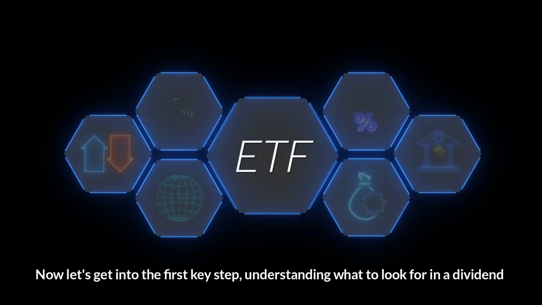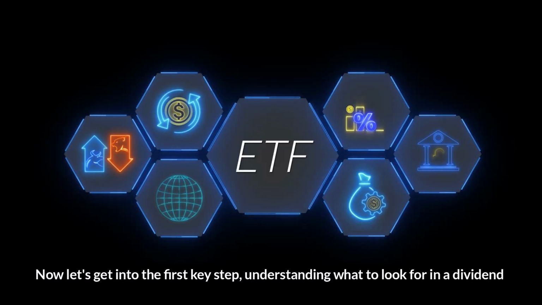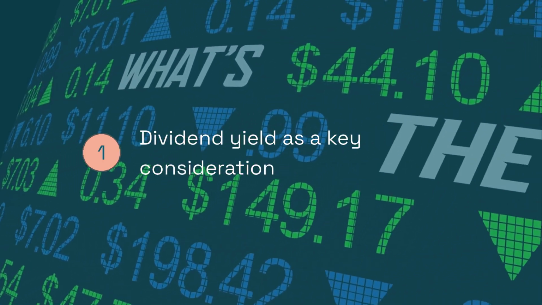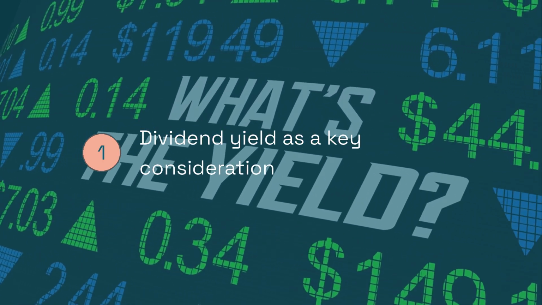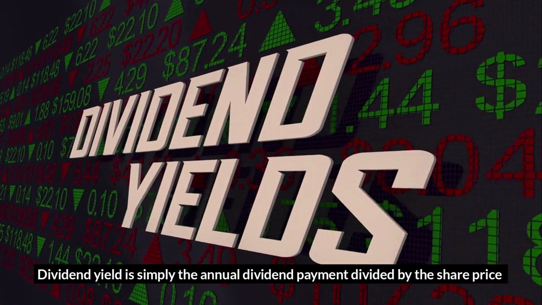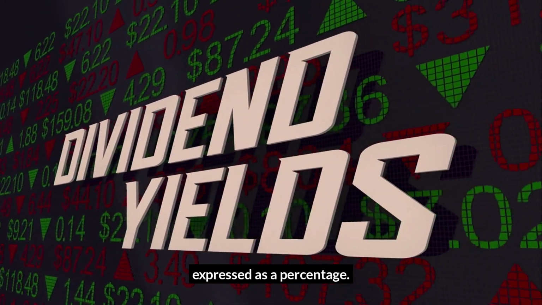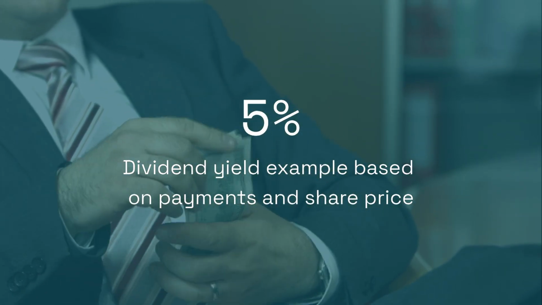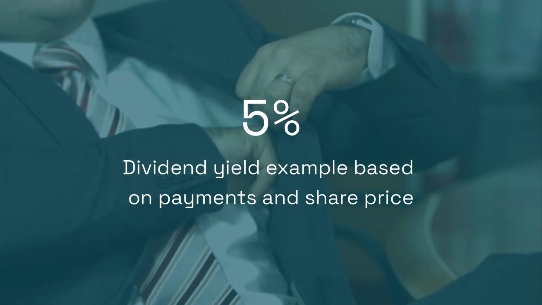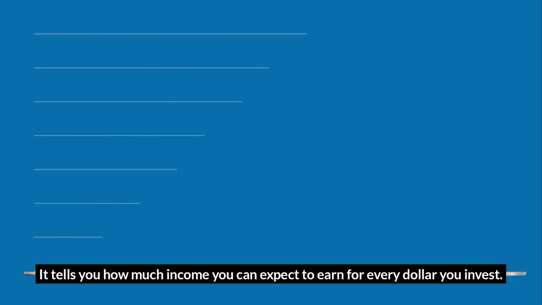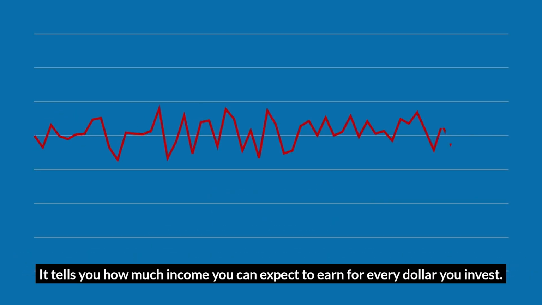Now let's get into the first key step, understanding what to look for in a dividend ETF. The three main things to consider are dividend yield, payout ratio, and diversification. Dividend yield is simply the annual dividend payment divided by the share price, expressed as a percentage. For example, if an ETF pays $2 per year in dividends and its share price is $40, the dividend yield is 5%. It tells you how much income you can expect to earn for every dollar you invest.